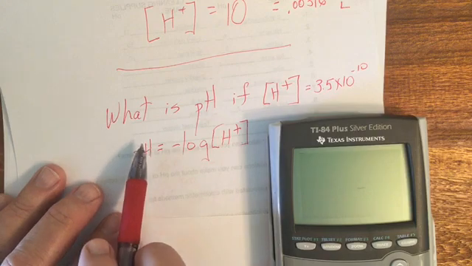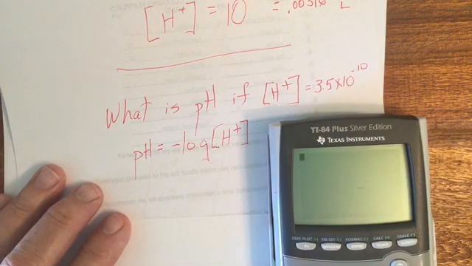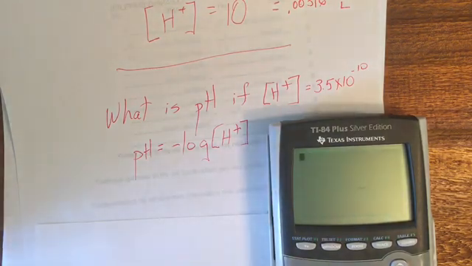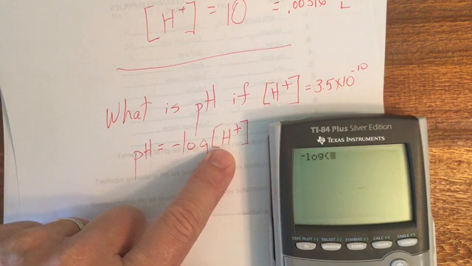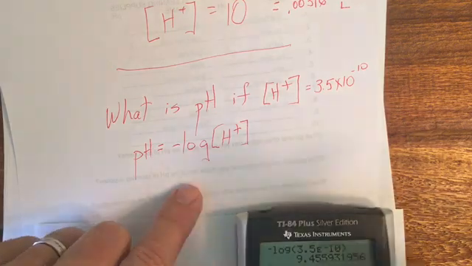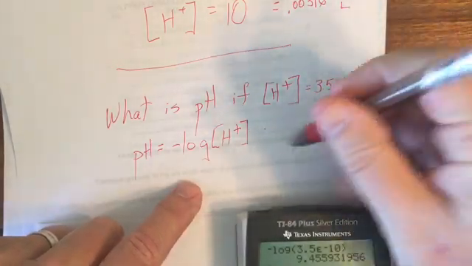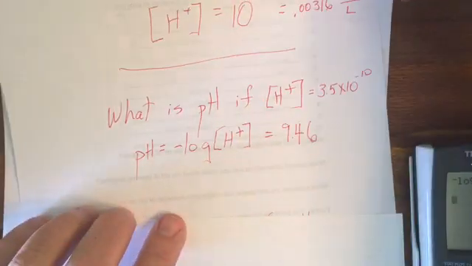Let's look at another example. What's the pH of a solution if the hydrogen ion concentration is 3.5 times 10 to the minus 10? With your calculator, you would hit the log of the hydrogen ion concentration, which is 3.5. I'm going to use my shortcut key, 10 to the minus 10, close brackets, and that equals 9.46. The pH of this solution is equal to 9.46.